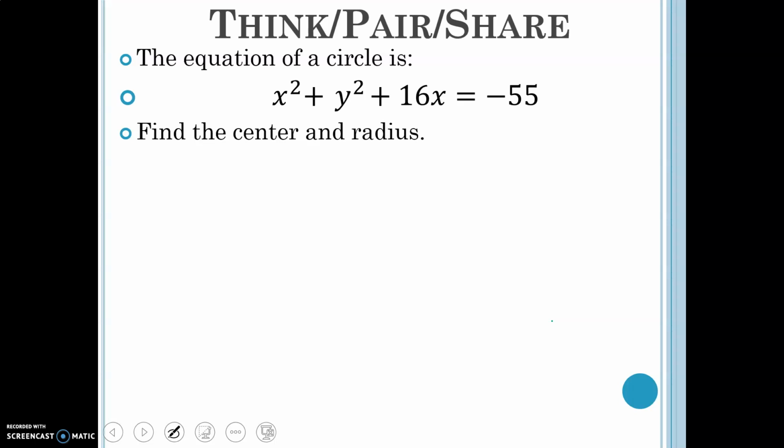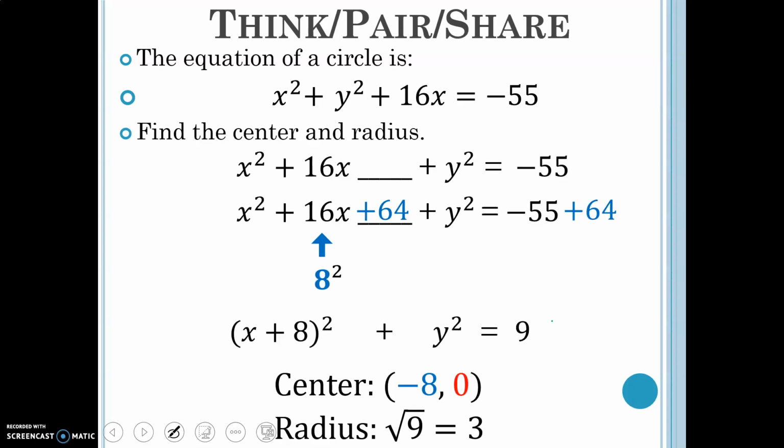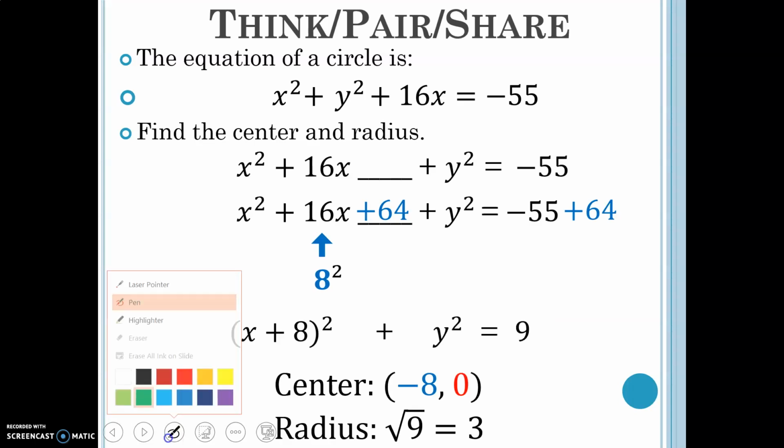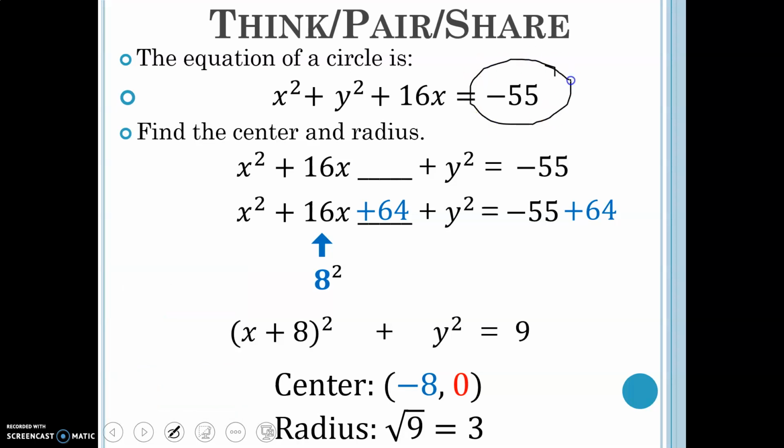Okay, so here you'll notice that you don't have a linear y term. In other words, you have x squared and you have a positive 16x, but for y squared there is no y term. So in this case, again, I'm going to go through this a little bit more quickly, but first of all, notice your constant's already isolated, so that's going to leave you with just negative 55 on the right.